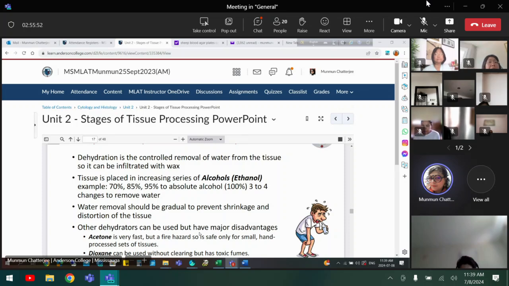So water removal should be gradual. Why? You can ask me why you cannot put it in 100% directly. If you put it in 100% directly, there will be sudden shrinkage. So that's why you have to go slowly, with slow treatment. Water removal should be gradual to prevent shrinkage and distortion of the tissue. If you put it in 100% alcohol, it's suddenly going to shock the tissue.